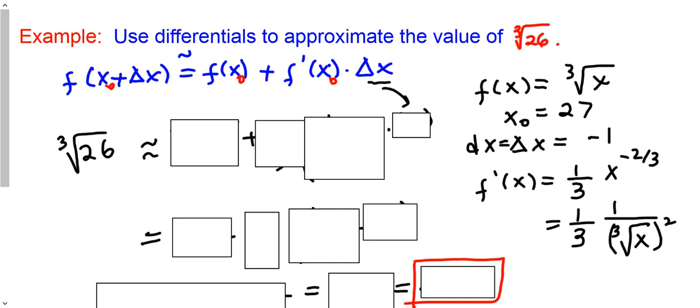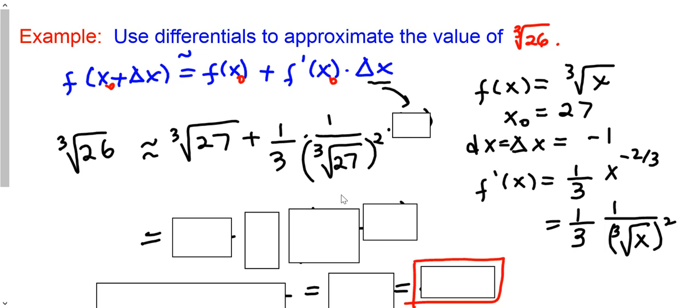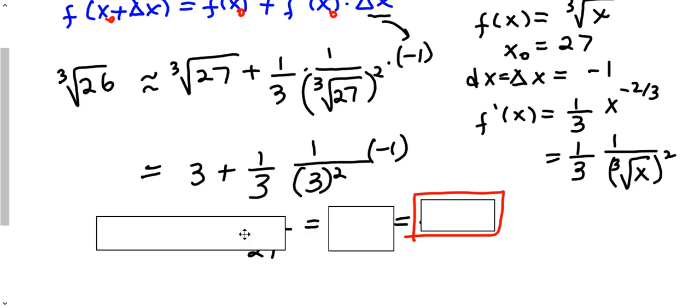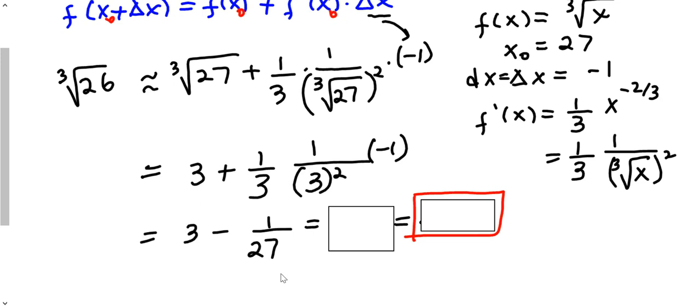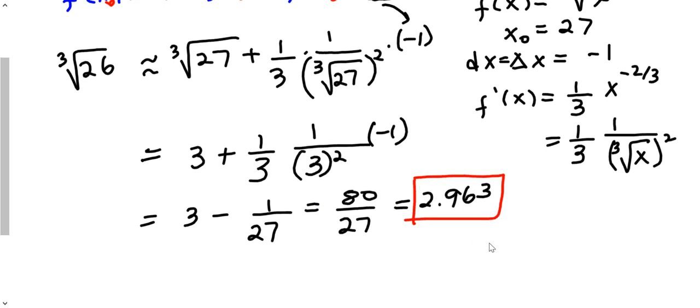So cube root of 27 plus the derivative at 27, so plug in 27 in here. 1/3 times 1 over the cube root of 27 to the second times the delta x, which was minus 1. And when we simplify all of that, we get the following. Three plus 1/27 times negative 1. In other words, 3 minus 1/27. And you can get common denominators, subtract the 1, you will get 80/27 or 2.963 as a decimal.